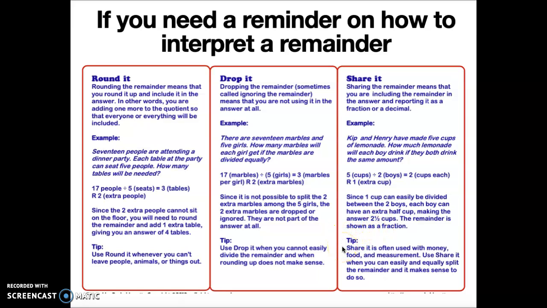The tip for this strategy is share it is often used with money, food, and measurement. So you can use share it when you can easily and equally split the remainder, and it makes sense to do so. Let's take a look at an example problem.